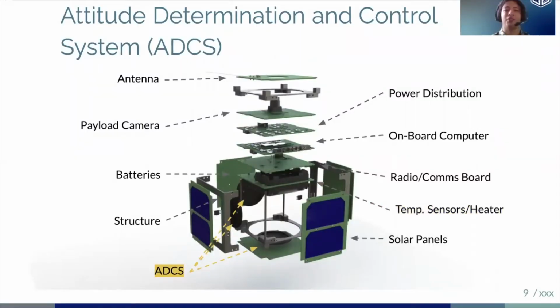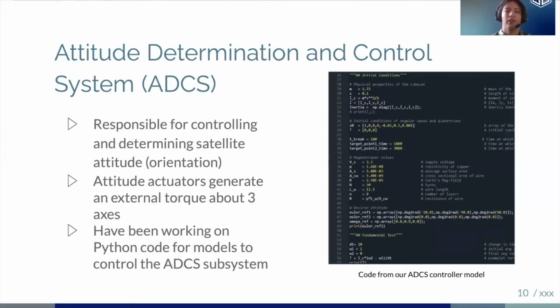Next is the Attitude Determination and Control System, otherwise known as the ADCS. The ADCS is responsible for controlling and determining the satellite attitude or orientation. Three attitude actuators generate an external torque, which allows us to control our satellite in any direction.